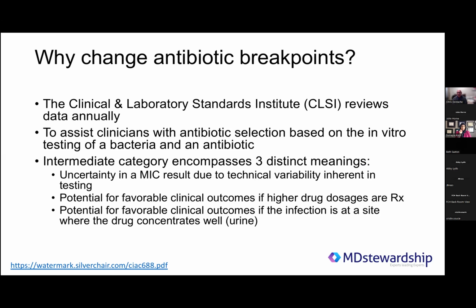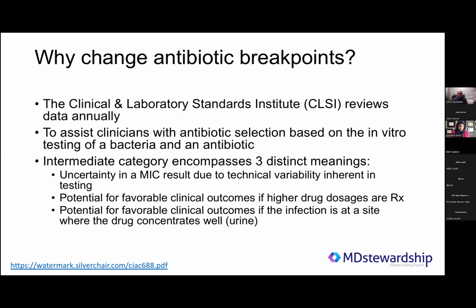So why do we need to change breakpoints? A lot of this has to do with the Marino trial and what happened in the post hoc analysis of the Marino trial. The CLSI is made up of a group of infectious disease pharmacists, physicians, and microbiologists, and they come together twice a year to review a bunch of data. They look at those three sets of data: microbiology data, PK/PD, and clinical data, to come up with whether or not changes have to be made.